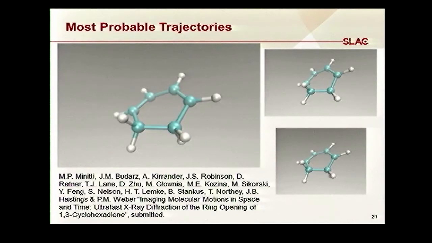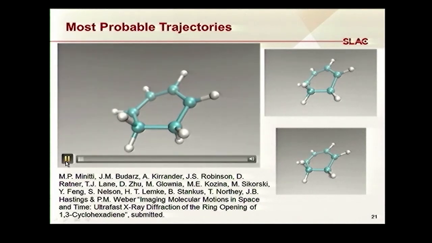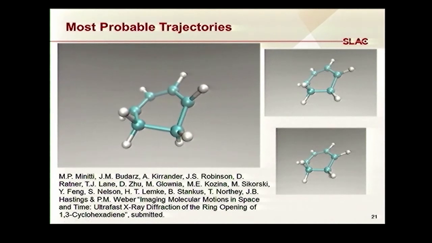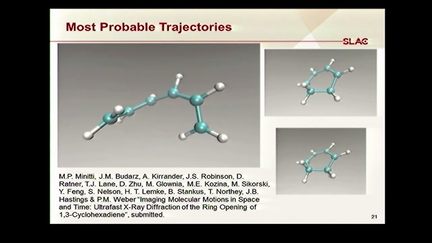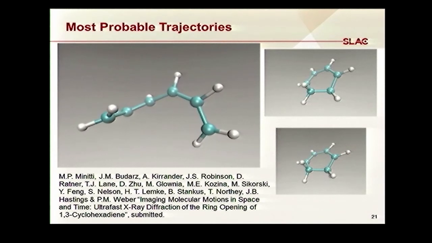And so this is the molecule. Based on the scattering data I showed you in the previous slide, this is the best fit of how the molecule was excited by a UV light, and the carbon bond stretched out, broke, and then the molecule arranged itself, eventually getting to the final state.